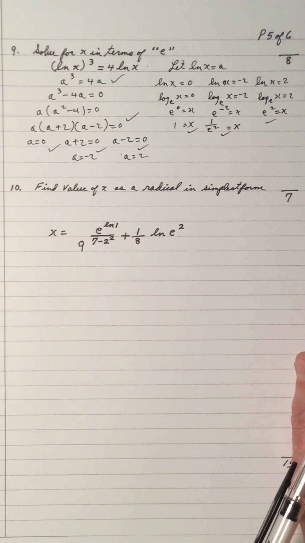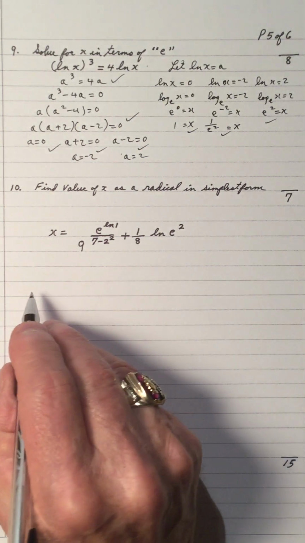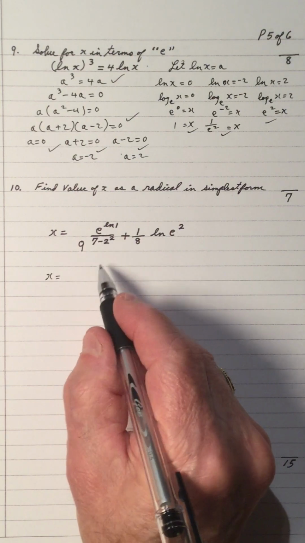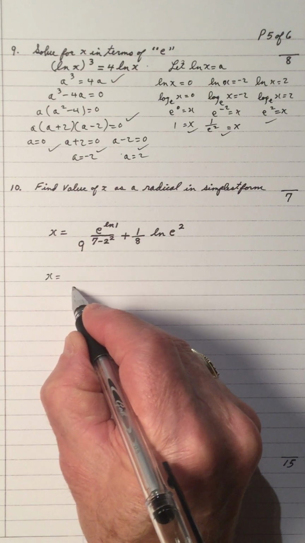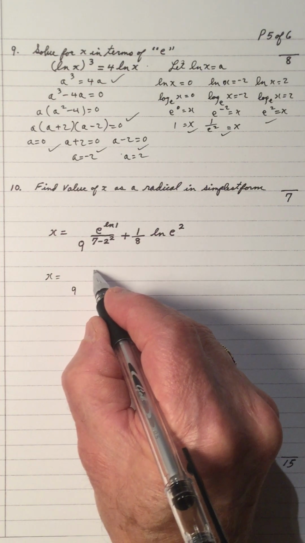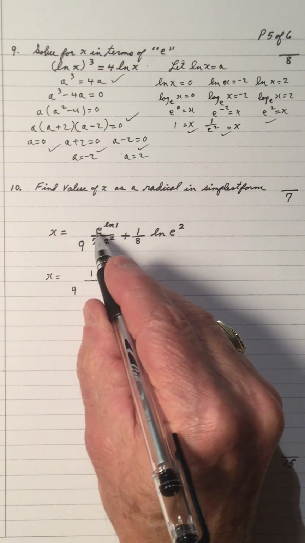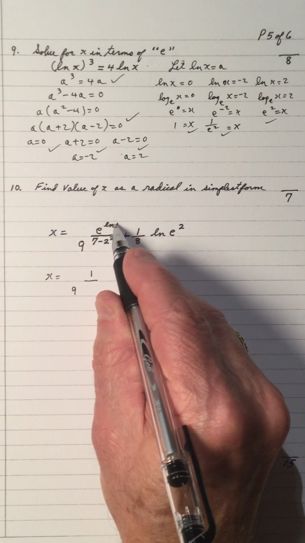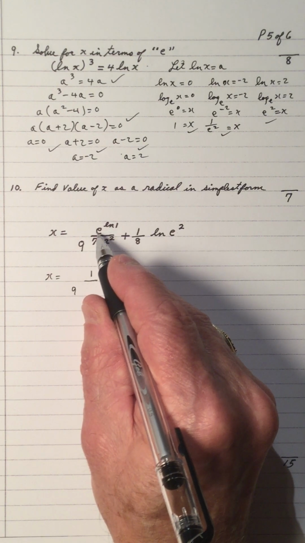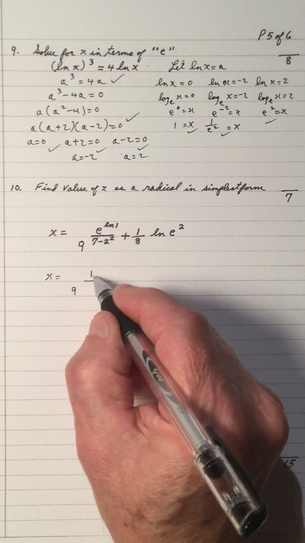Number 10, find the value of x as a radical in simplest form. So I'm always varying it, making it different. So we got to find x as a radical. What we got to do is simplify. So we have a 9. So e to the ln 1, that becomes 1. So e to ln whatever this number is, this is equal to 1. If you use your calculator and raise e to ln 1, the ln of 1 is 0, so e to the 0 is 1.